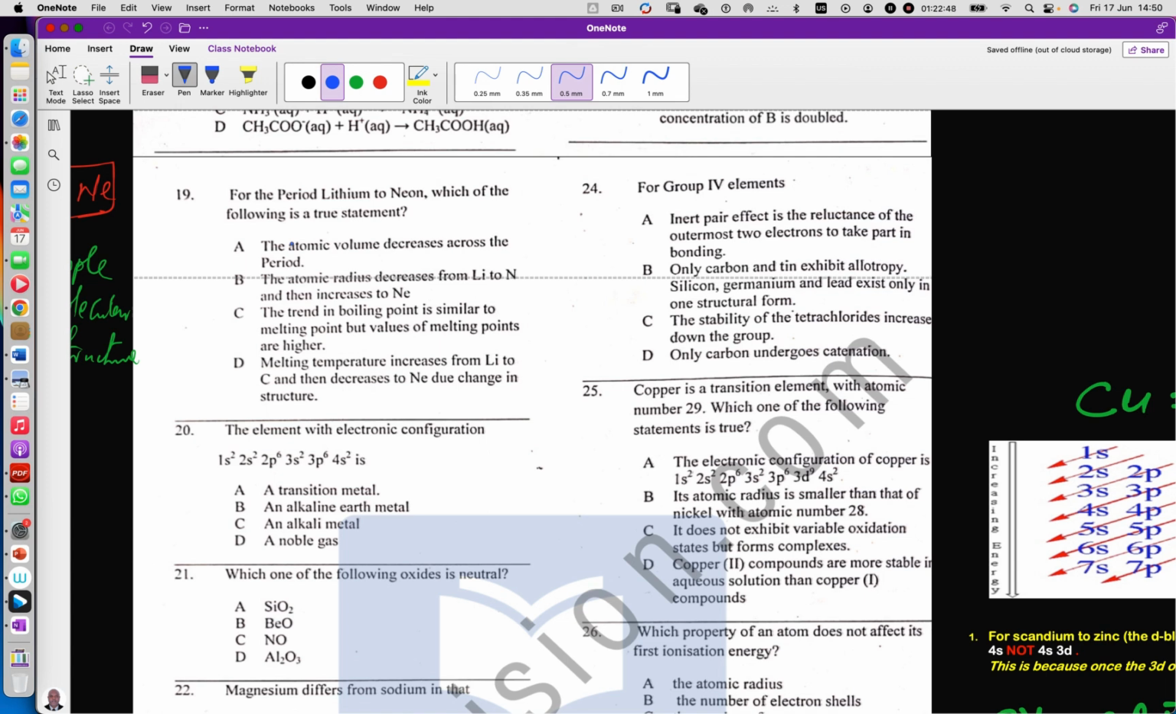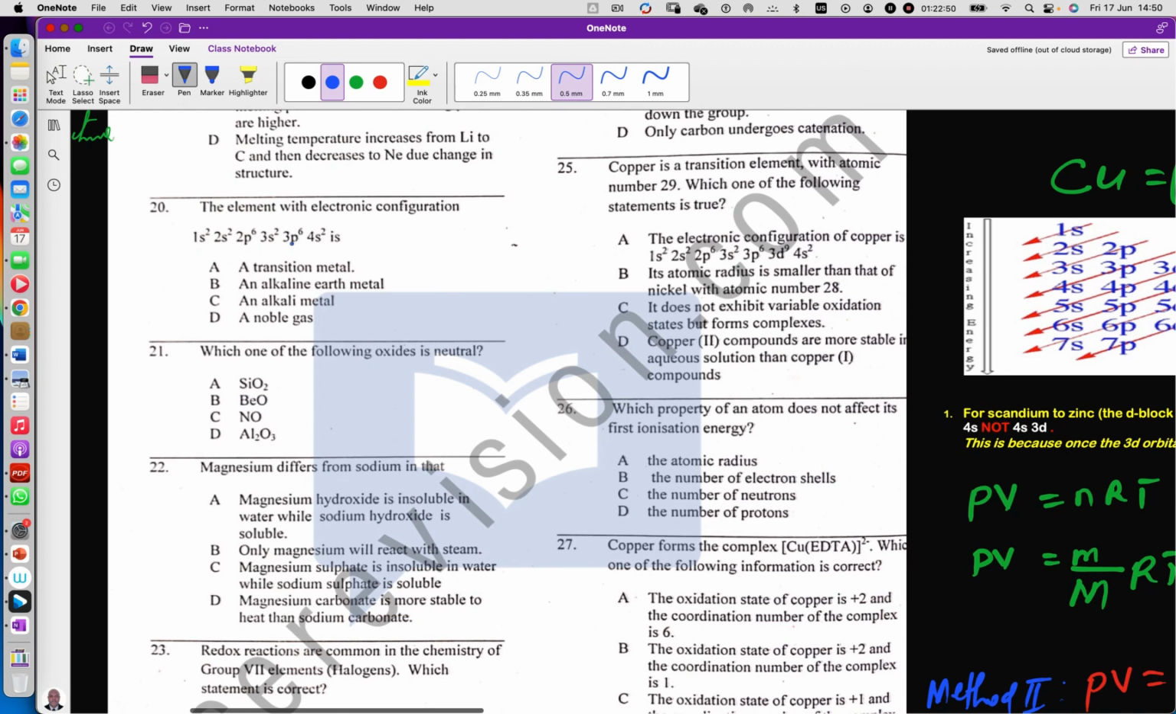Question number 25. Transition element. Copper is a transition element with atomic number 29. Which one of the following statements is true? The electronic configuration of copper is 1s2, 2s2, 2p6, 3s2, 3p6, 3d9, and 4s2. That electronic configuration is not right. It is not right for it to be a transition element.